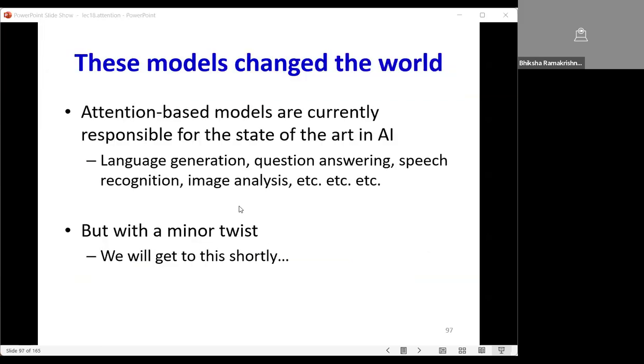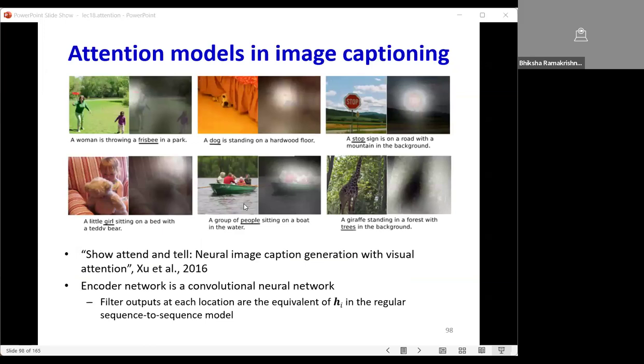Let me continue, right? And these models changed the world. Attention-based models are basically at the heart of all AI, but with a minor twist, and we'll get to it in a minute. You can apply them to everything from machine translation to captioning images. This is a beautiful example where they use it to caption images. The encoder is basically a CNN, which goes over the image. The decoder is paying attention to different parts of the image input when it's generating its output.